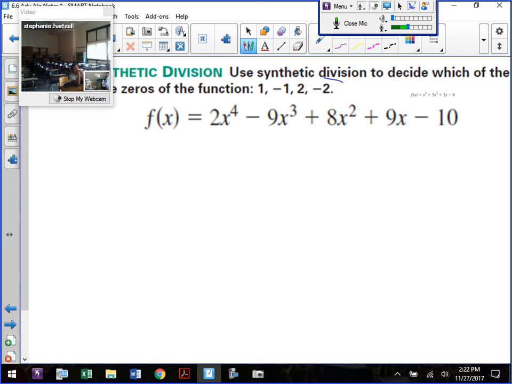So what I want to do is use the numbers 1, -1, 2, and -2 to determine if any or all of them, or some of them, are a zero of the polynomial 2x to the fourth minus 9x cubed plus 8x squared plus 9x minus 10. Again, this is another practice run of what it means to be a zero of a polynomial. If you are a zero of a polynomial, then you are a term that could have been factored out.